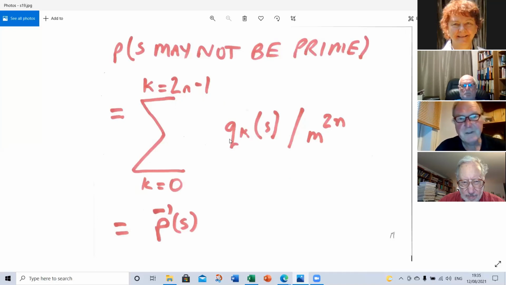So the probability that the string may not be prime is the sum from zero to the length of the string in bits minus one of QK of S divided by, in this case, an 8-bit case, 256. So N, which is 4, 2N is 8, so 2 to the power of 8 is 256. The probability that S may not be prime is the sum over each of the derivatives of the value of K. This entity here I call P not prime of S.